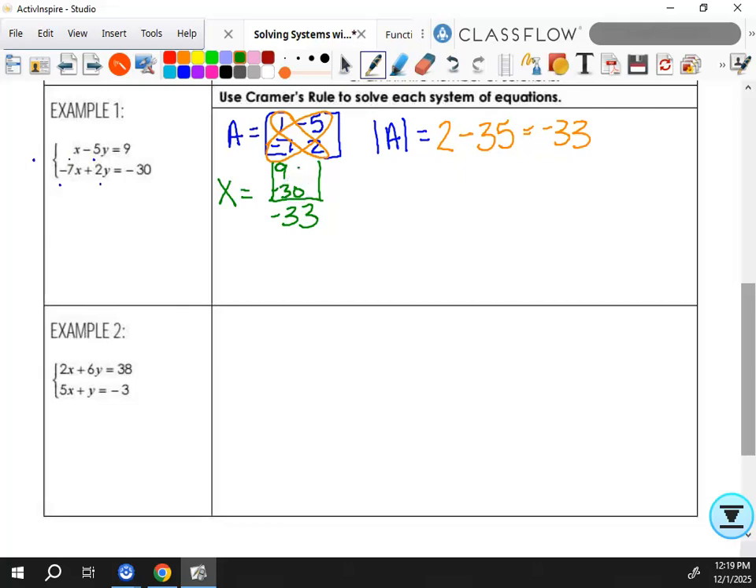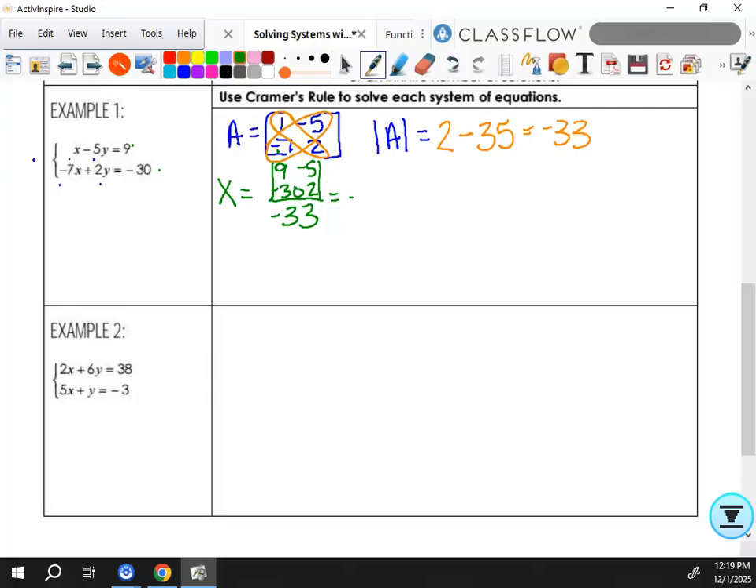And I leave the y's, which are -5 and 2. Do you understand where the numbers came from? My coefficient matrix, I'm looking for x. The x column, which is the first one, gets replaced by my constants. The y column stays the same. Everybody with me? I'll take that as a yes.